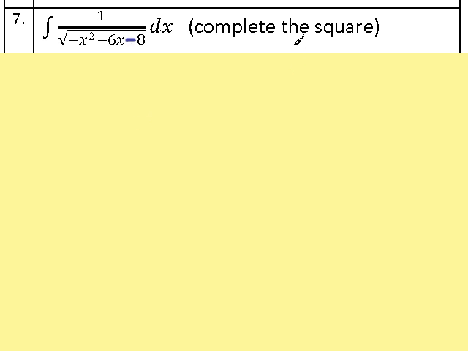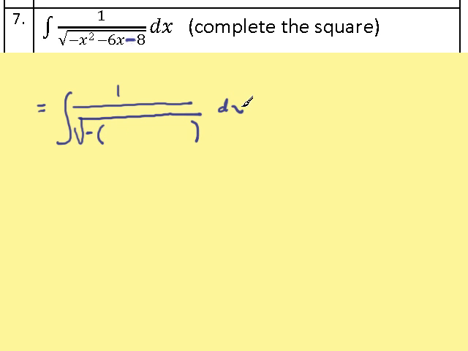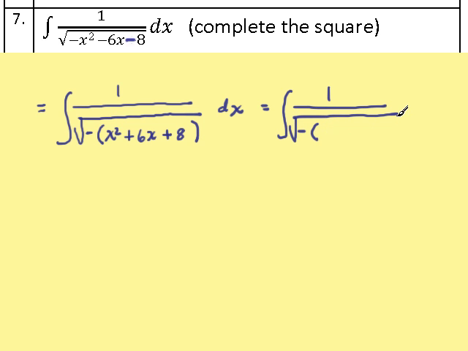In number 7, we're going to first complete the square. So let's do that underneath the square root. And when we complete the square, we want the coefficient of x squared to be plus 1. So let's factor out this minus, like this. So here we have x squared, and here we have plus 6x and plus 8. Okay, and let's start the process for completing the square inside parentheses here. So we have x squared plus 6x. Half of 6 is 3, so we're going to add 9, subtract 9, and then we have this plus 8 over here.